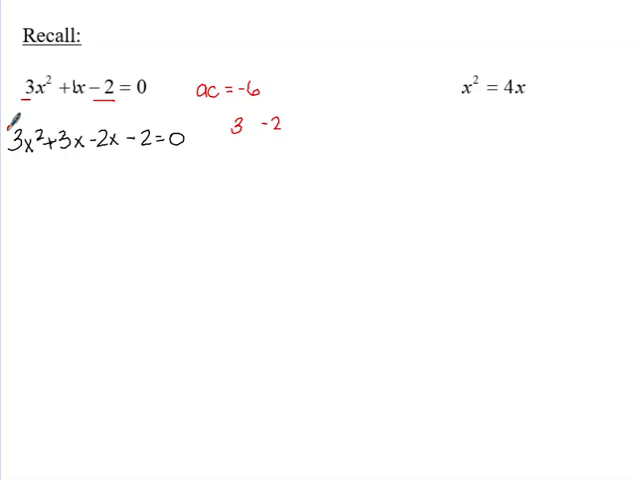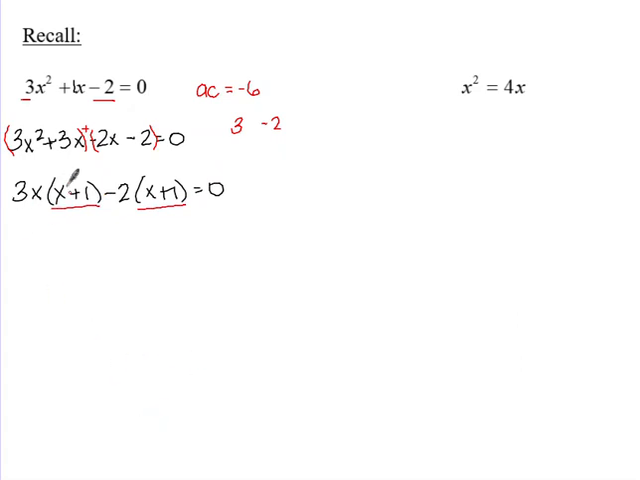So then I am going to group these terms, and I'm going to factor the GCF out of each of these. So the GCF of the first set of parentheses is 3x, and I'm left with x plus 1. The GCF of the second parenthesis is -2, and I'm left with x plus 1. These should match, otherwise you made a mistake.